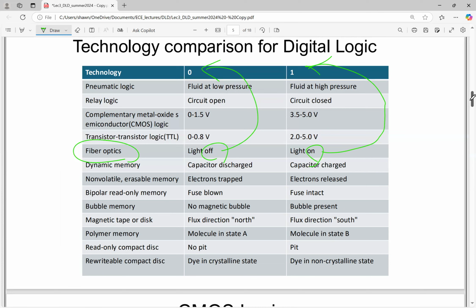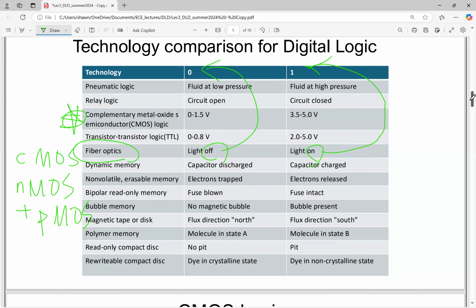However, the most widely used technology in the industrial semiconductor companies is CMOS logic, which stands for complementary metal oxide semiconductor. This CMOS is composed of NMOS and PMOS, which are complementary to each other. We're going to talk about details in the next slide.